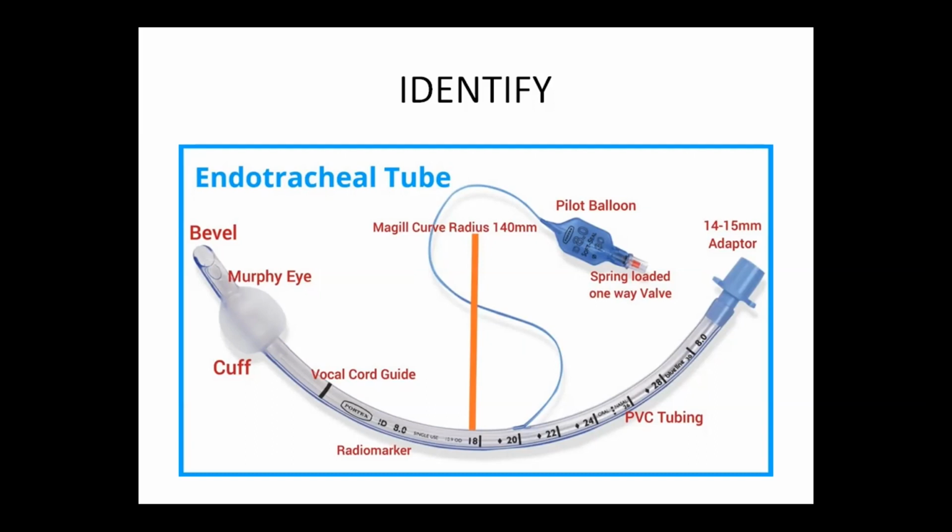Then you can see a blue line, which is a radio-opaque line. Then there is an inflation system: you can see an external inflation line with the pilot balloon, and a single one-way, spring-loaded valve. And it's transparent with a 15 mm adapter. Now coming to the parts.